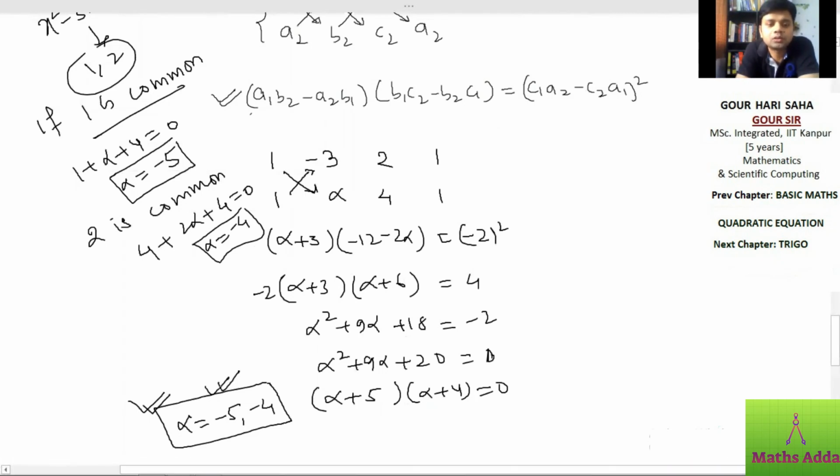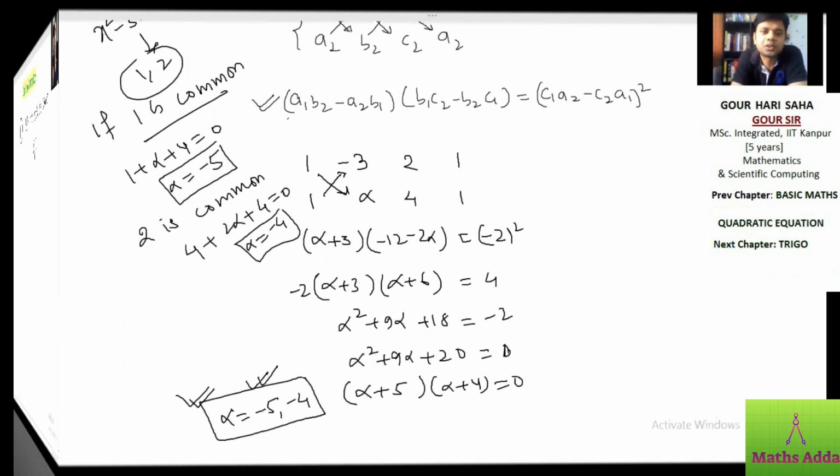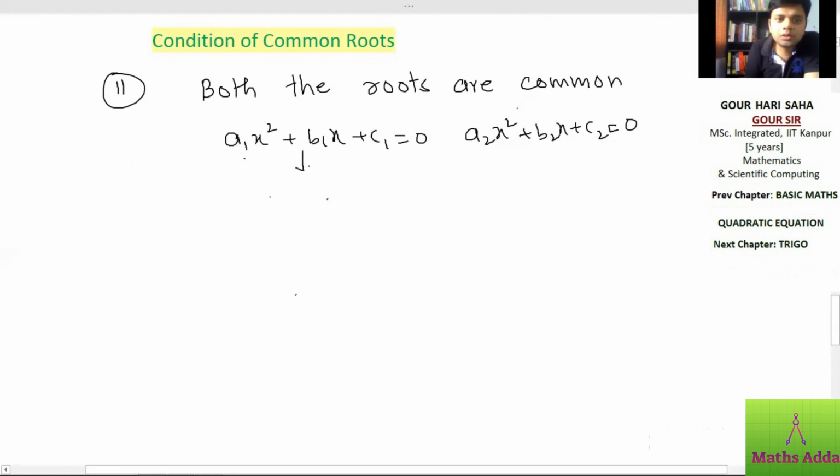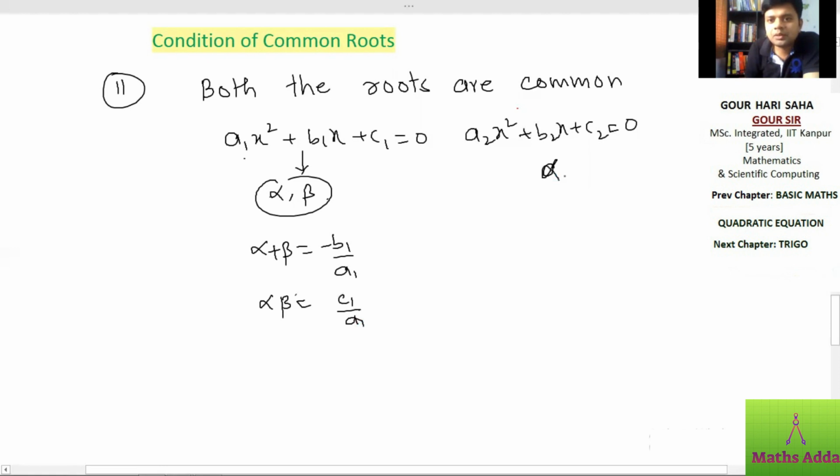So I think you understood how to solve questions where one root is common. Move to situations when both the roots are common. So if both the roots are common, then let alpha, beta be the common roots. If alpha, beta are roots of this one, what is alpha plus beta? That is minus b1 by a1. And what is alpha beta? That is c1 by a1. And in the same way alpha, beta are roots of this one also. This means alpha plus beta is equal to minus b2 by a2, and alpha beta is equal to c2 by a2. So this is equal to this one.